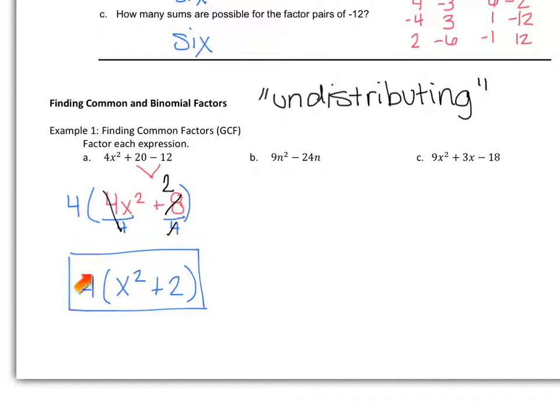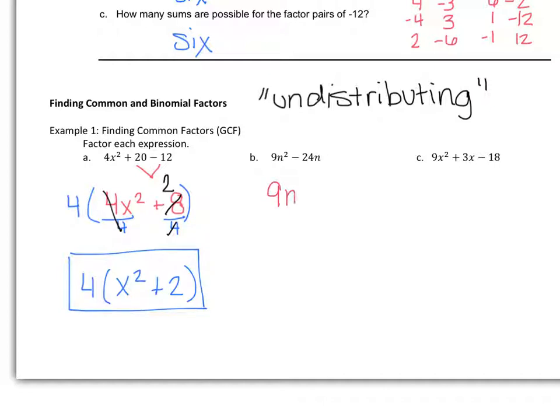On these, you can always check yourself by distributing that 4 back in. Would it come back to equal the original simplified expression? And the answer, of course, is yes. All right, so the next one, do we have any like terms to combine to start off with? No. What's common between 9n squared and negative 24n? Well, there's a common n that we can definitely bring out to the front.